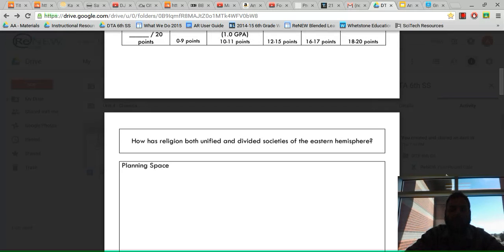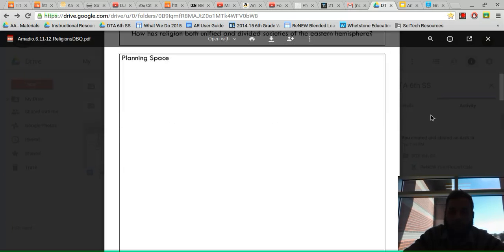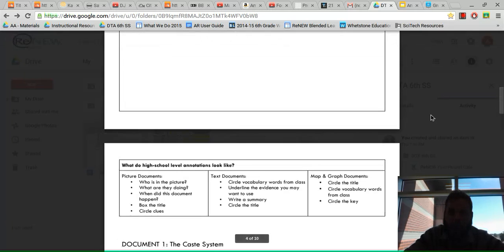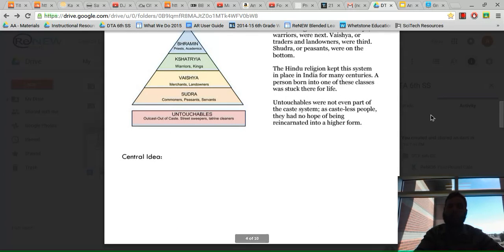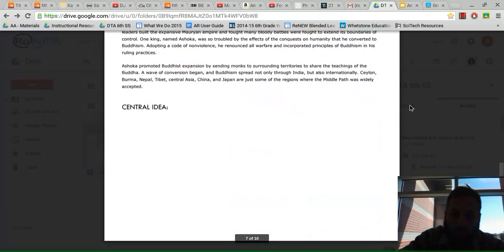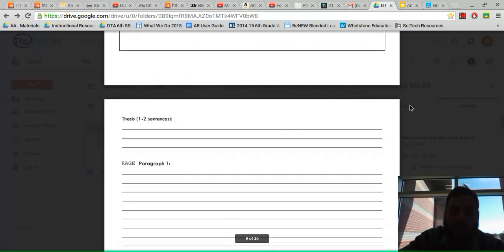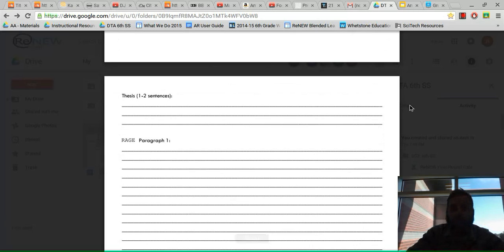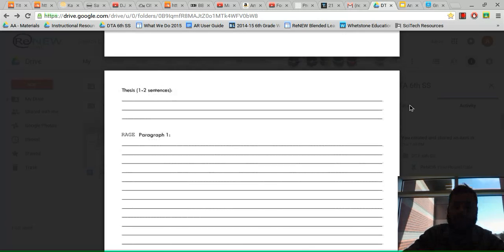The best way to do this would be to restate the prompt by saying something like, religion has both unified and divided societies of the Eastern Hemisphere. In this essay, I will use documents 1 through 4 to demonstrate how religion has both unified and divided people in the Eastern Hemisphere. So that's what a thesis would sound like.